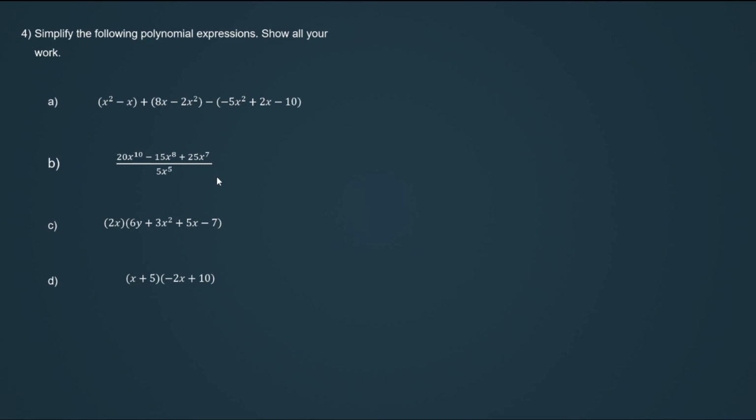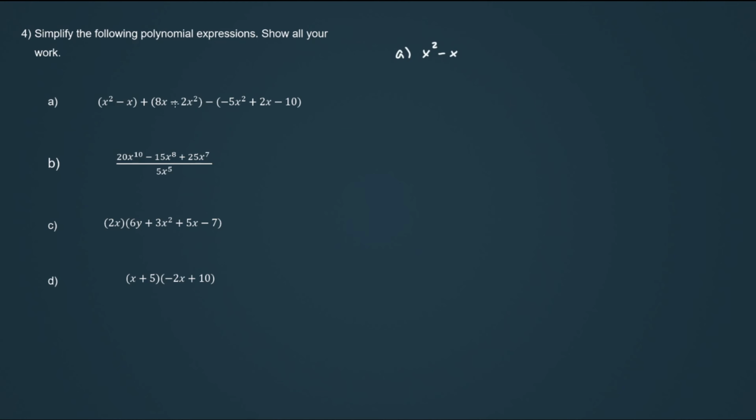Okay, question 4. So we've got 4 parts. Let's start where we normally would start at A here, right? So we're adding polynomials, and then we're subtracting this third polynomial. So when we add polynomials, we don't change any signs. My first polynomial here stays exactly the same. We just remove the brackets.